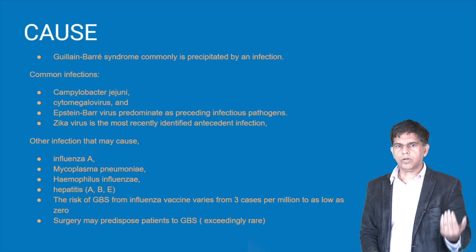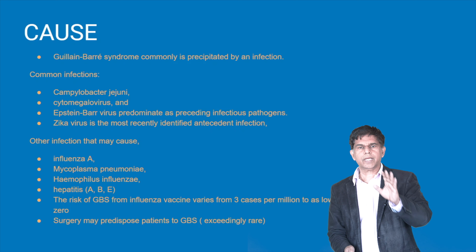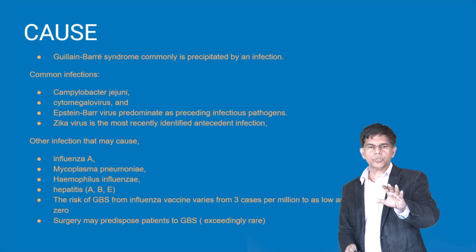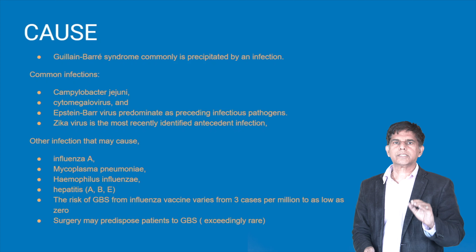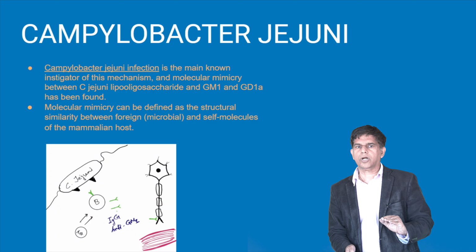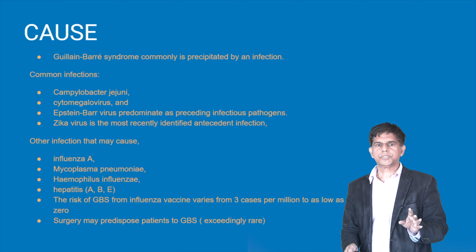So the causes. One thing I always remember is that there are prodromal symptoms. You can have respiratory, GI, maybe immunogenic symptoms. Many causes are there, but always remember Campylobacter jejuni causing diarrhea 4 weeks before is one of the predominant ones. You can have CMV, Epstein-Barr, Zika virus, influenza, all of that.